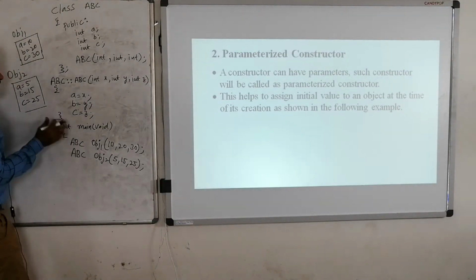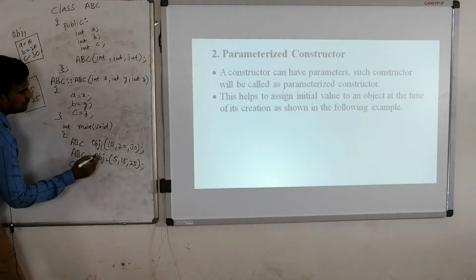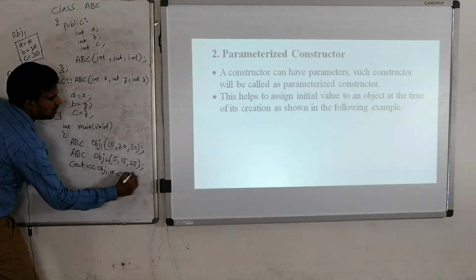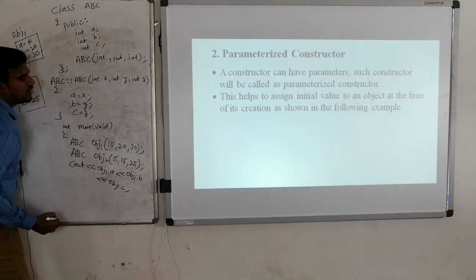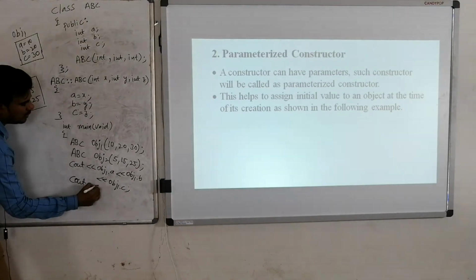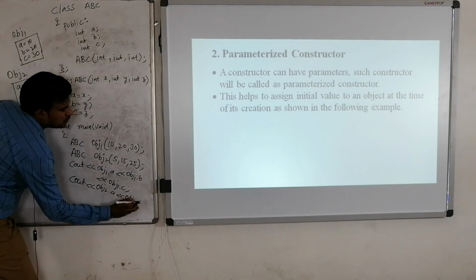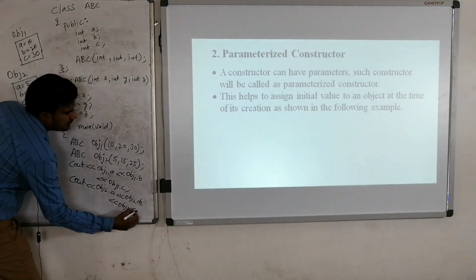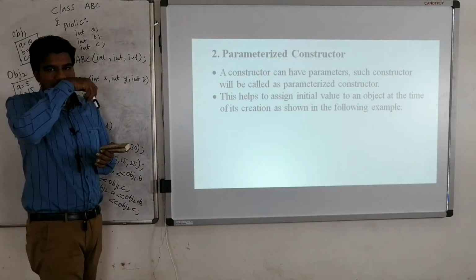Understood? Now you can manipulate their values, and you can print those values on the output screen. How? cout of obj1.a, obj1.b and obj1.c. Like this you can print on the output screen. In the same way you can print the second object as well: obj2.a, obj2.b, obj2.c. We will see these things on your computer so that you will understand them in your programming.